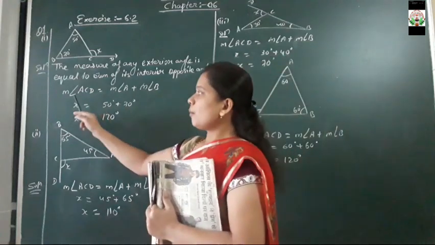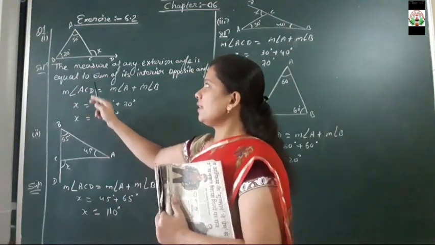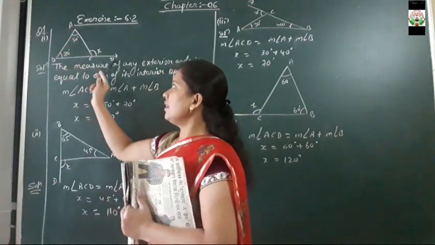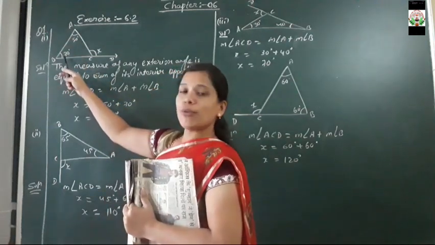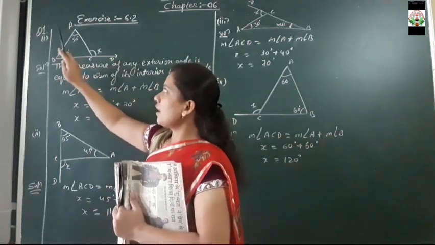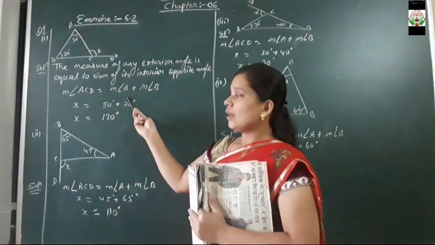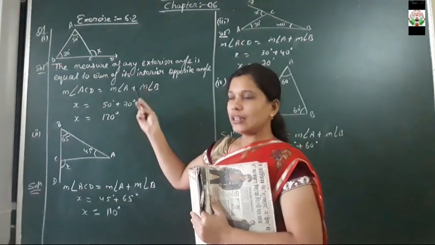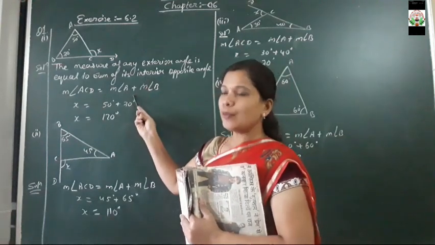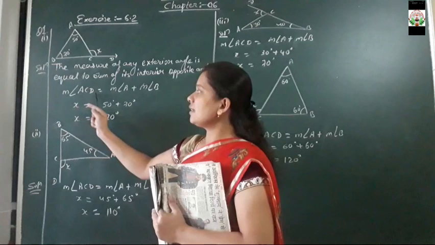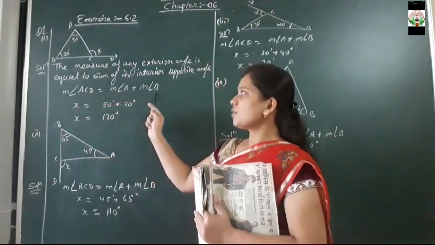So according to the property, measure of angle ACD will be equal to the sum of the interior angles, that is measure of angle A and measure of angle B. This is the statement of the property, and this is the mathematical representation of the property. So measure of angle ACD is equal to measure of angle A plus measure of angle B.